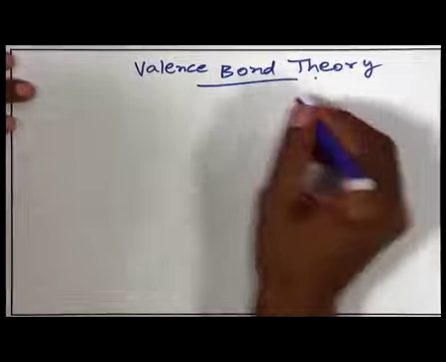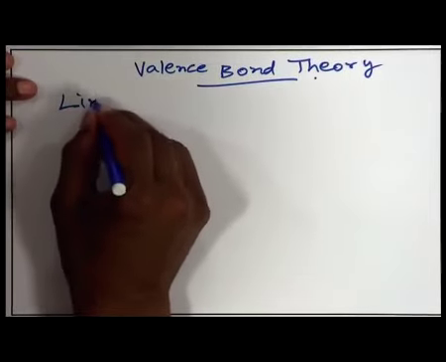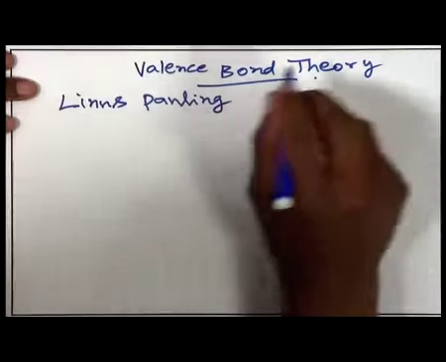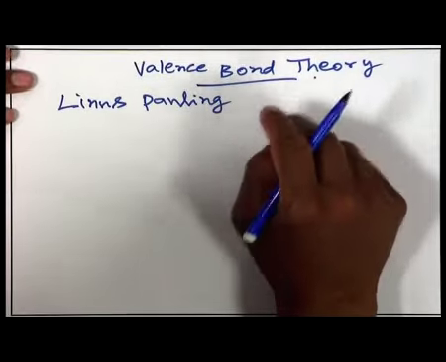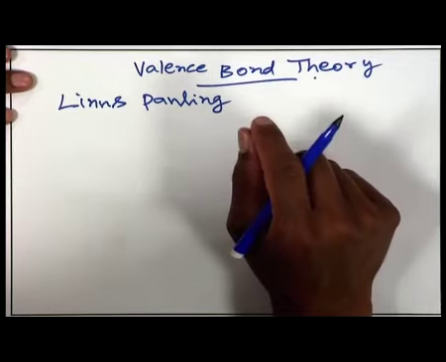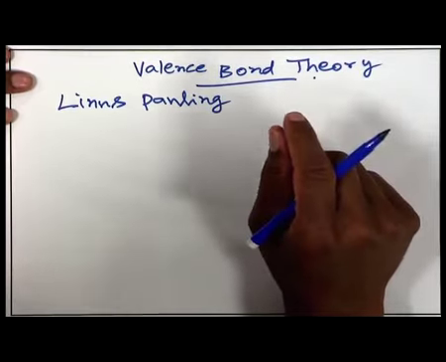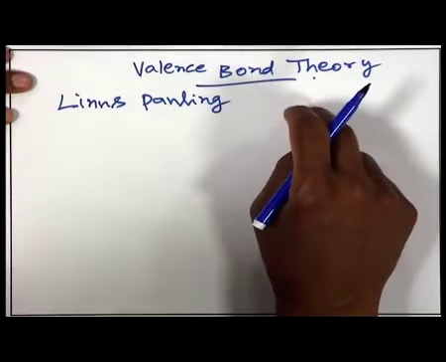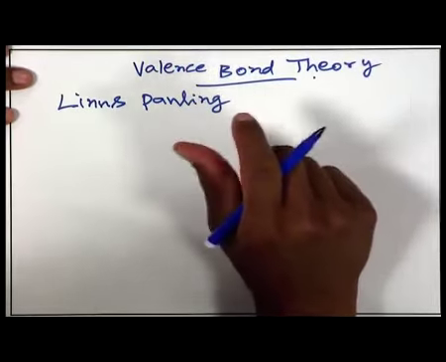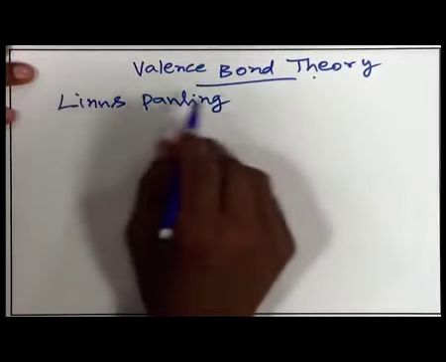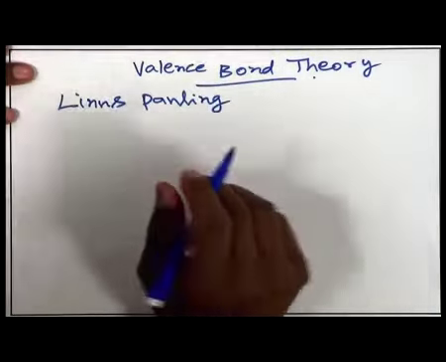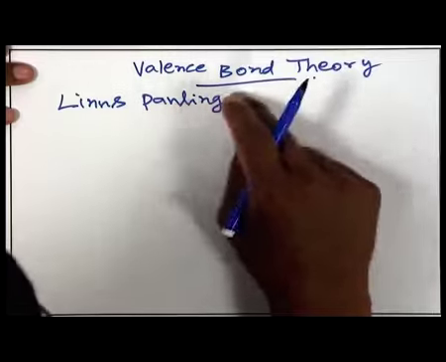Now let us see valence bond theory. This theory was developed by Linus Pauling. This theory is based on the Lewis idea of an electron pair being used in forming a bond. So the valence bond theory is based on Lewis ideas of the electron pair bond, developed by Linus Pauling. This theory describes bond formation using valence electrons, so it is called valence bond theory.